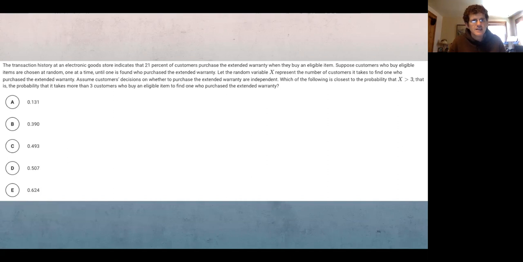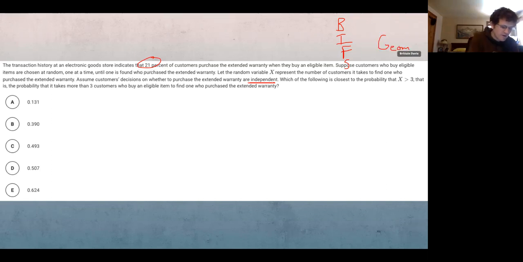You never see it in here. They never actually use the word, but we're looking for the first person. If it's the first person, that's telling us they either buy the warranty or they don't, so it's binary. Each person is assumed to be independent, and it even says right there. We're looking for the first, and it's the same probability each time, which is 21%. So this is going to be a situation where we're using the geometric probability, geometric distribution.